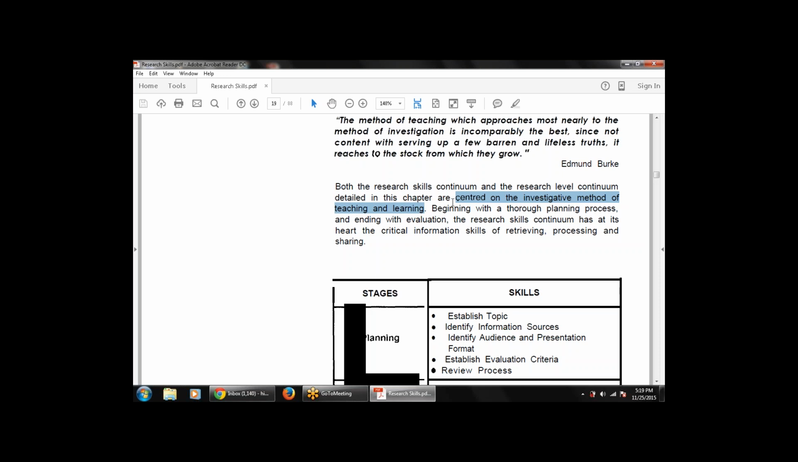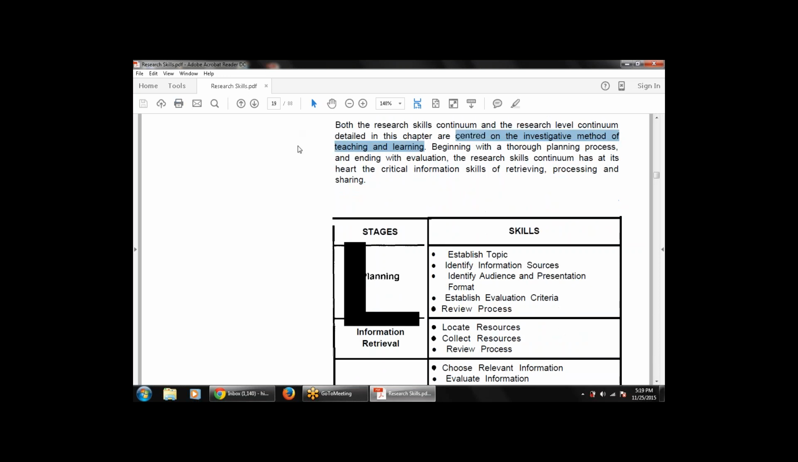So in simple terms, the starting phase is the planning, the ending phase is the evaluation, and in between there are multiple phases, that is the critical information skills that are required, which include retrieving, processing and sharing the information. Now these are the various stages that are covered, and these are the various skills.